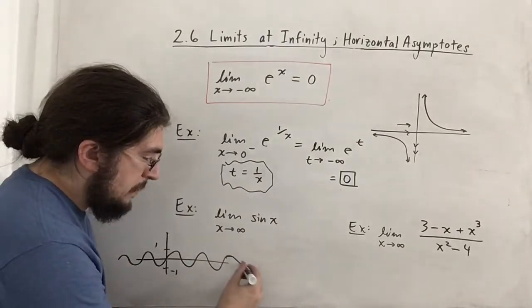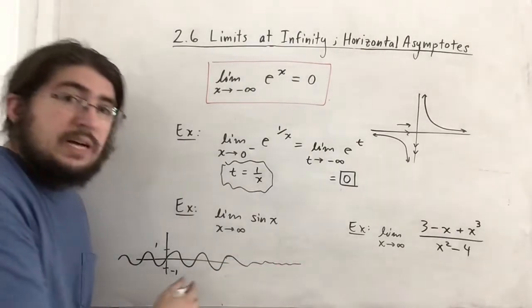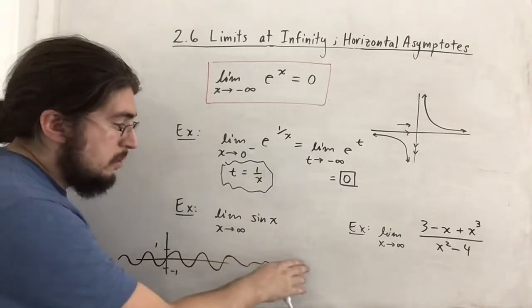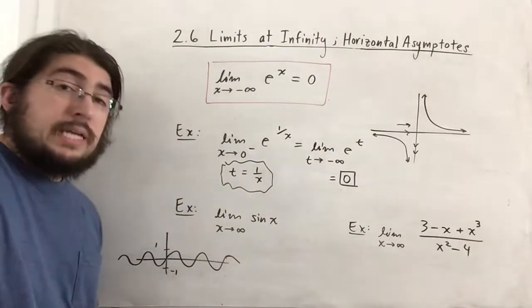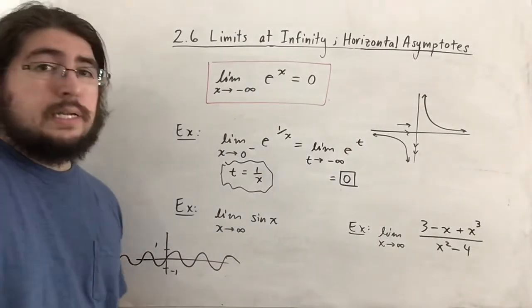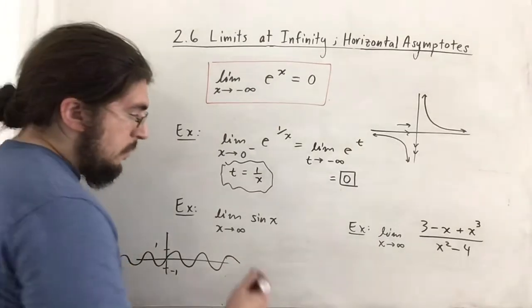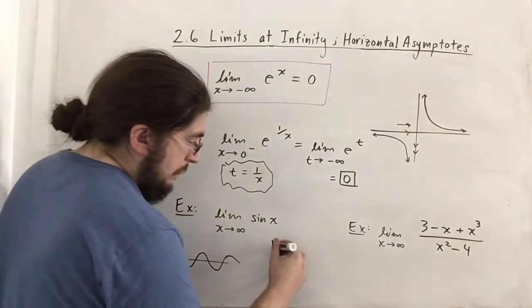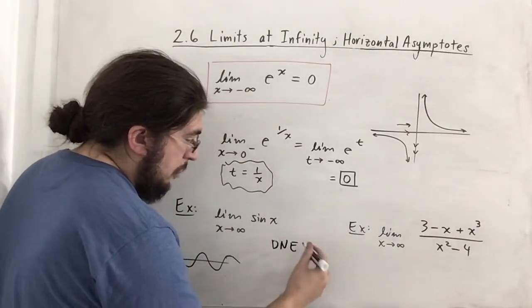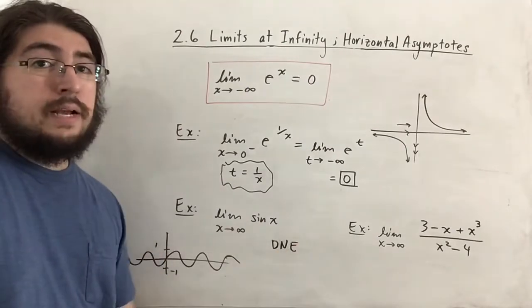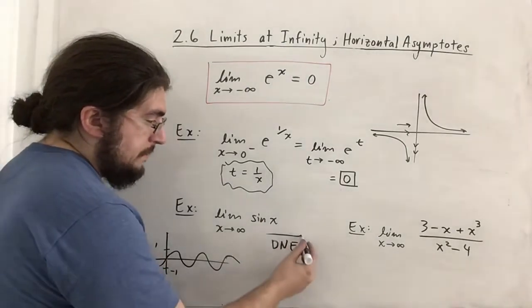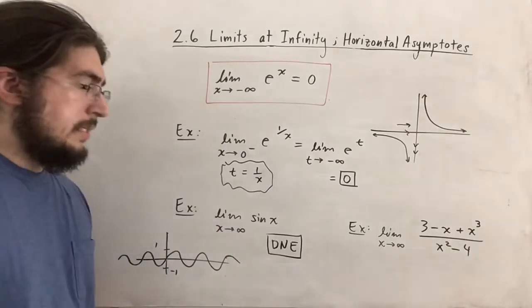If the function still oscillated, but got smaller and smaller towards an actual value like the x-axis, for instance, then it would actually have a horizontal asymptote and this limit would exist. But unfortunately, as is, this limit does not exist because it doesn't actually approach anything as x goes to infinity. It'll just keep bouncing in between negative 1 and 1. Great. So this limit doesn't exist.